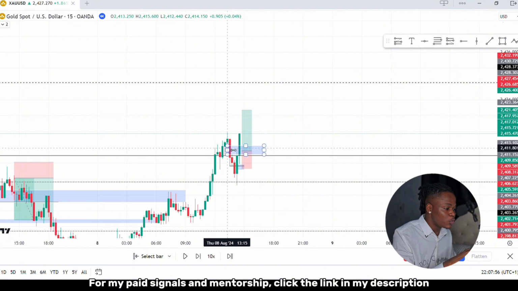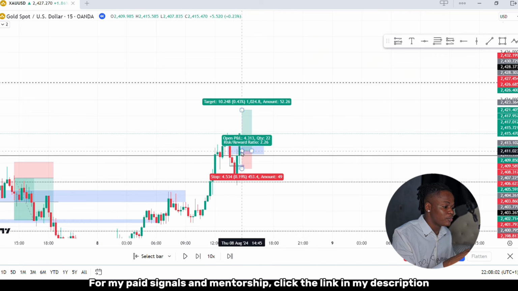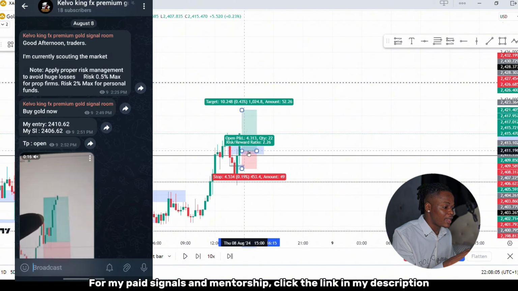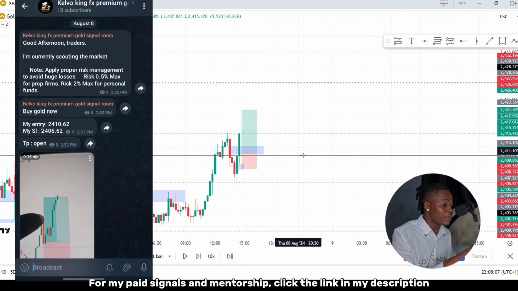Now, this inverse fair value gap was what I used in entering this market because I already missed my entry from that breakout block, and I know price is not going to come here again. So I entered from this point right here, and you can see on your screen the signal was given on my premium signal room.